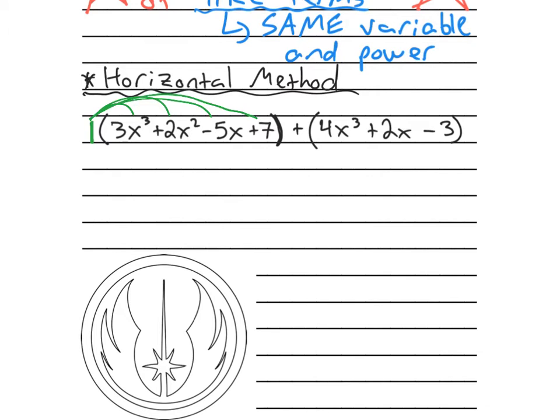So it becomes 3x to the third. It stays 3x to the third, 2x squared, minus 5x, plus 7. Okay, all we're doing is getting rid of the parentheses. Do the same thing on the other one. Okay, so basically we're just rewriting this addition problem without parentheses. Plus 4x to the third, plus 2x, minus 3. Now we go through and gather all matching terms.